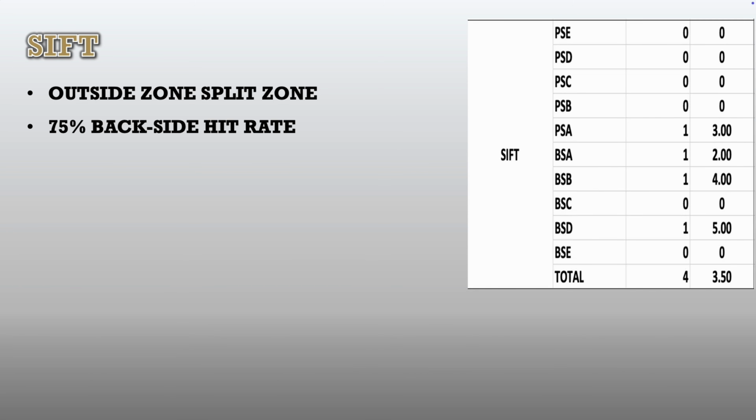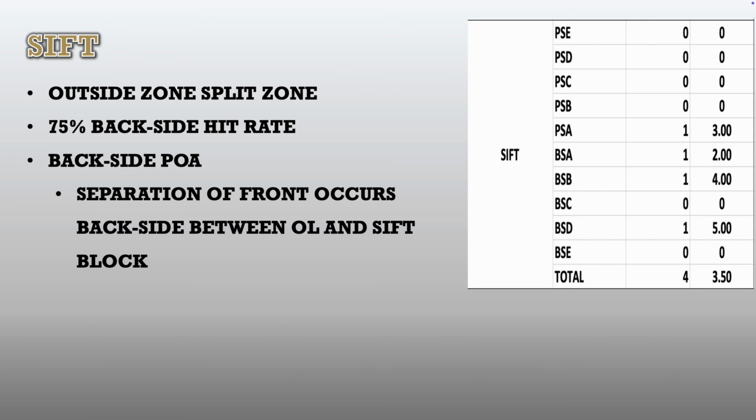So 3 out of 4 runs that were split zone, that were Sift, hit backside for the 49ers in 2023. And the one that didn't make it all the way to the backside almost did, hitting the play side A gap. And this is partially by design. Sift does have a backside point of attack. The separation of the front is really supposed to occur backside between the offensive line and the Sift block.